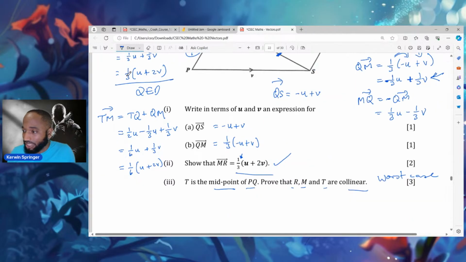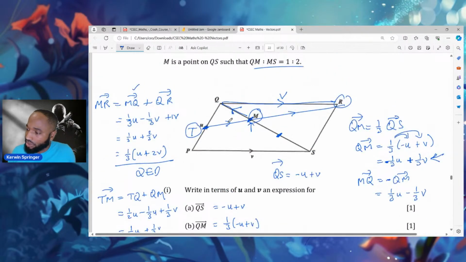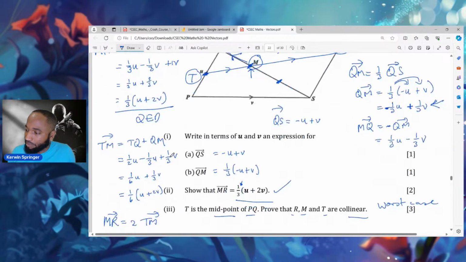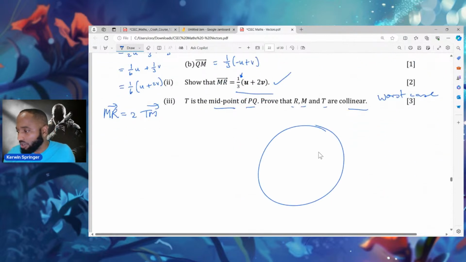So therefore, we can see they're related, because this is U plus 2V, this is U plus 2V, this is 1/3, this is 1/6. In other words, TM, or let's put it the other way around, M to R must be equal to 2 times T to M. M to R is 2 times the distance of T to M. One is 1/6, one is 1/3. Maybe you need to go back to fractions.